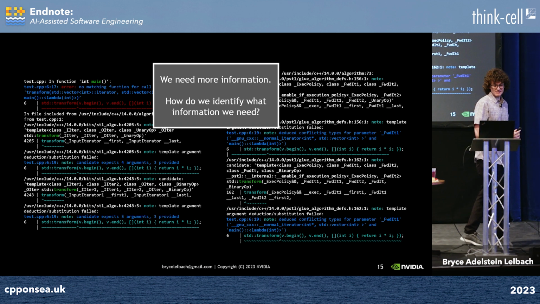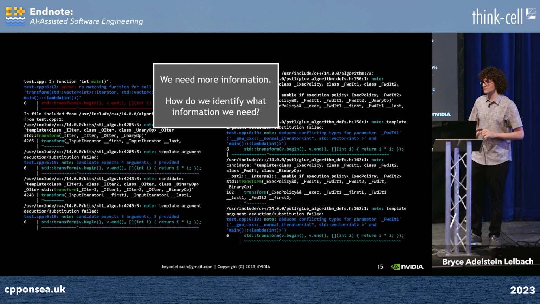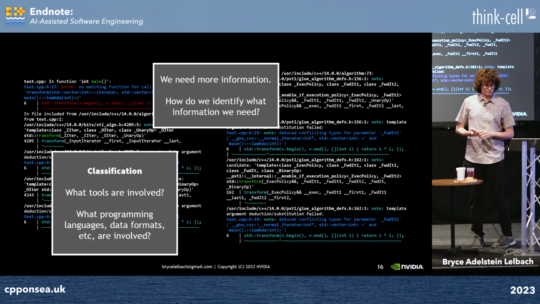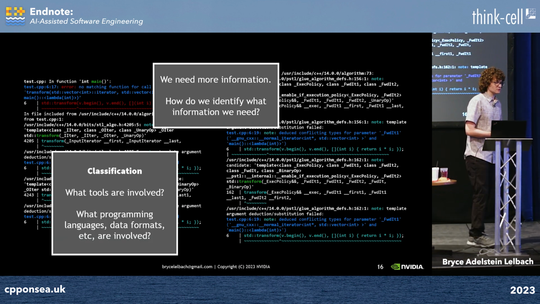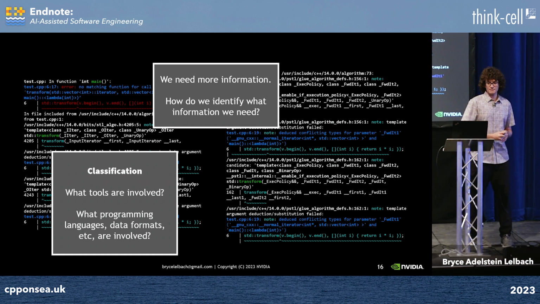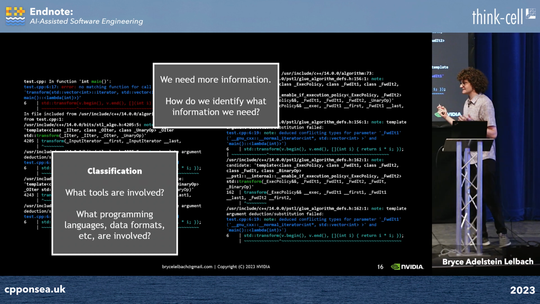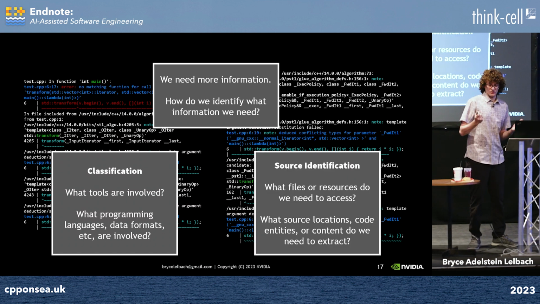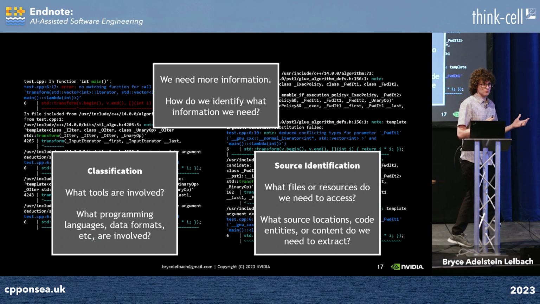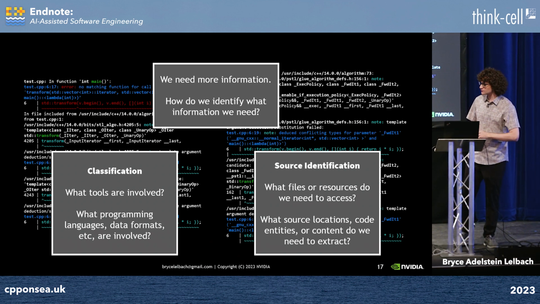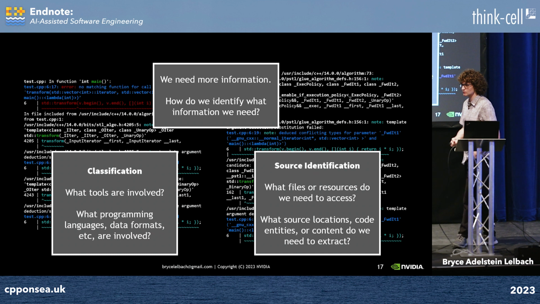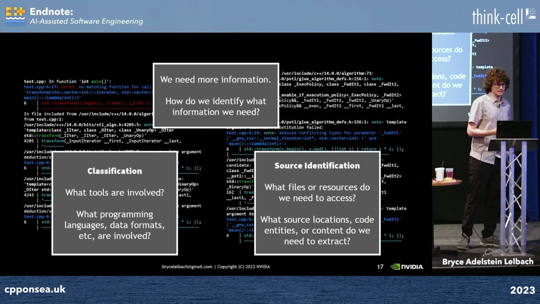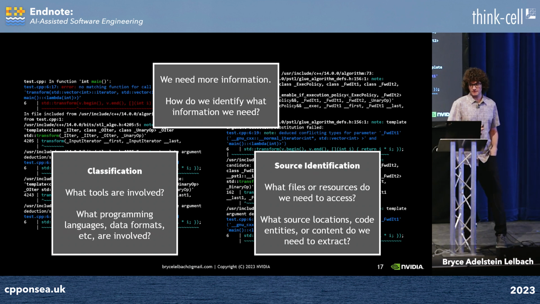So then how do we identify what information we would need from a diagnostic like this? Well, first we have to do some classification. What sort of tools are involved? What programming languages, data formats, etc. are involved? Also, we need to identify what code we may need to look at. What files or resources do we need to access? What source locations, code entities, or content do we need to see to help us understand this problem?